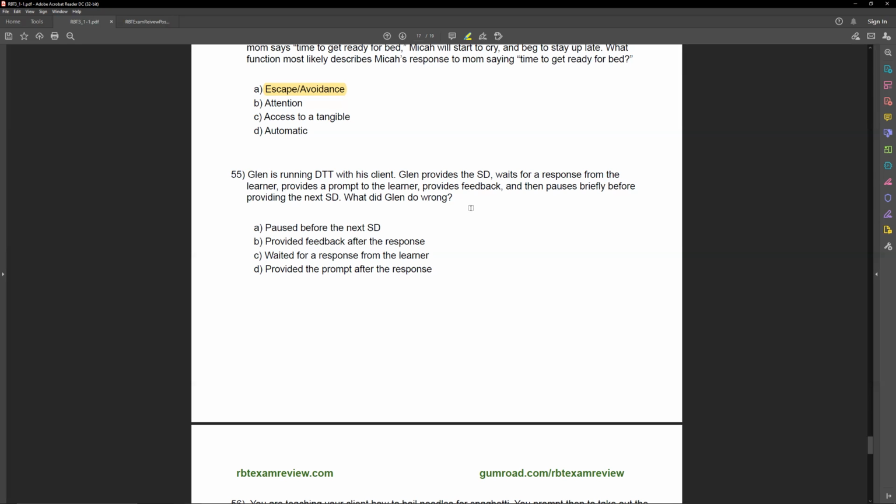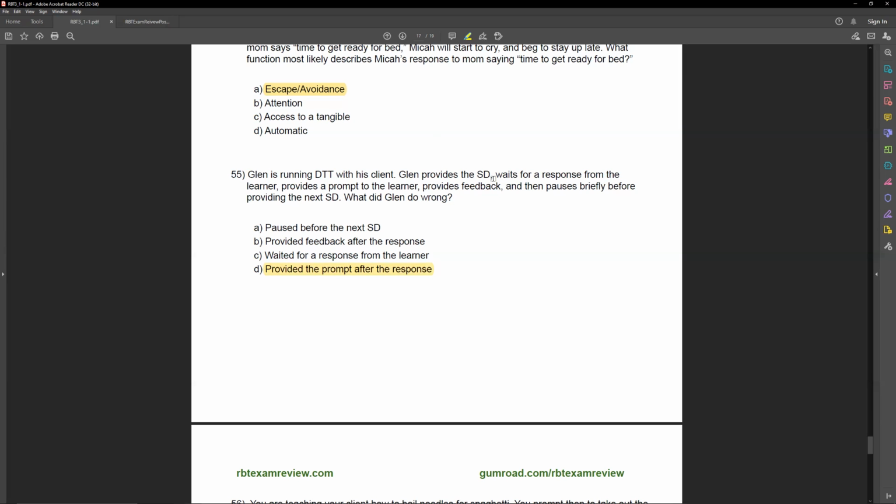So that leaves us with what? D. Glenn provided the prompt after the response. When does the prompt occur? The prompt occurs before the response, but after the SD. So we go SD, prompt, response. The prompt actually functions as the replacement SD, the temporary SD. That's why we have to fade the prompt, because the prompt becomes the SD. We don't want the prompt to be the SD. We want the SD to be the SD. But the prompt is what we use to evoke a response we want.